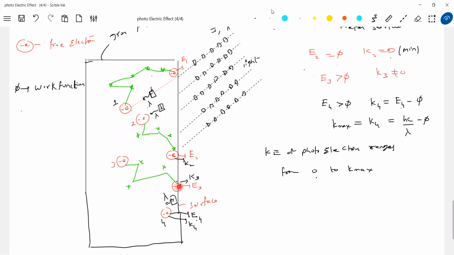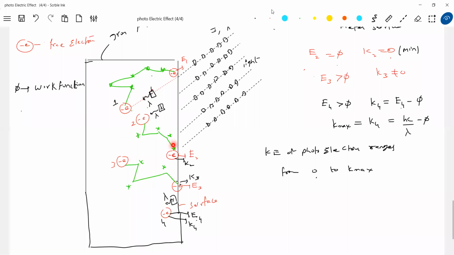What about this electron? It will come out with some kinetic energy. What about this? Electron 4 will come out with maximum kinetic energy. This means all the ejected photoelectrons will not have the same kinetic energy. It varies from 0 to K max, and I'm interested in K max. This maximum kinetic energy of the photoelectron depends on what? It depends upon the energy of the photon and the work function. And the work function depends on what? For different materials, the work function will be different.